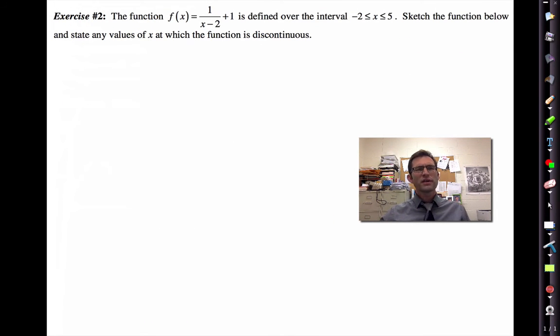All right, let's take a look at exercise 2. It says the function f of x equals 1 divided by x minus 2, plus 1, is defined over the interval x is greater than or equal to negative 2, less than or equal to 5. Sketch the function below and state any values of x at which the function is discontinuous. All right. Well, why don't you pause the video now and attempt this problem on your own, and then we'll go through it.